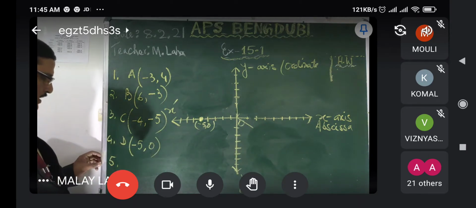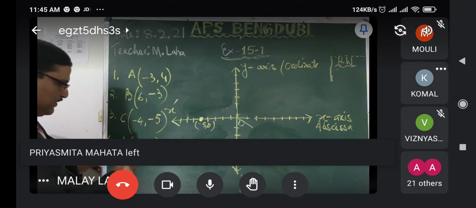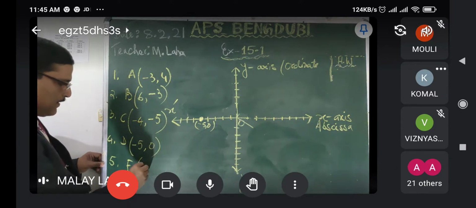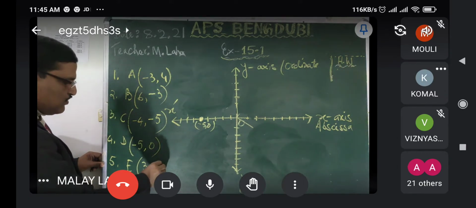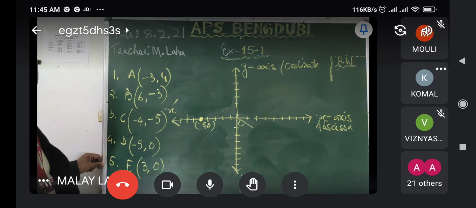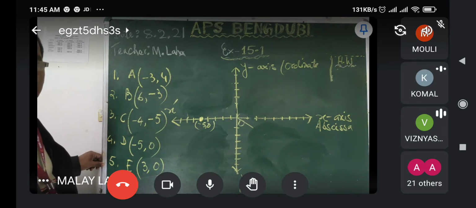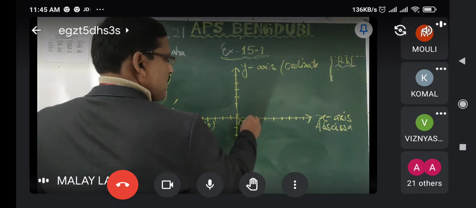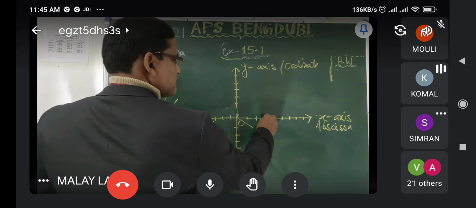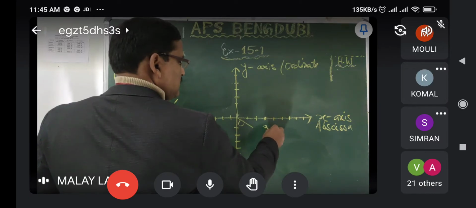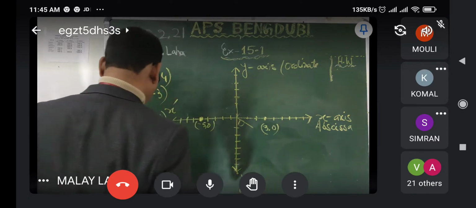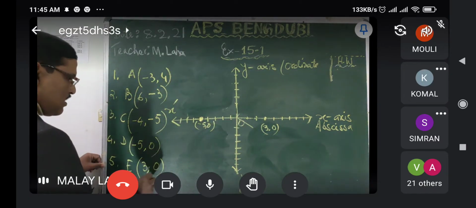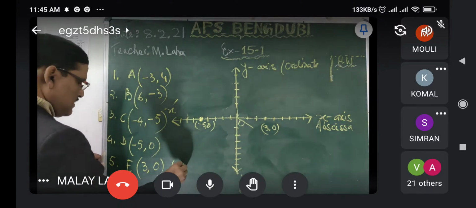Understood my point? So now point E, 3, 0. Where does it lie? On this positive side of the x-axis. So 1, 2, 3. Here, 3, 0. ठीक है? This point. Now next, 6, F.